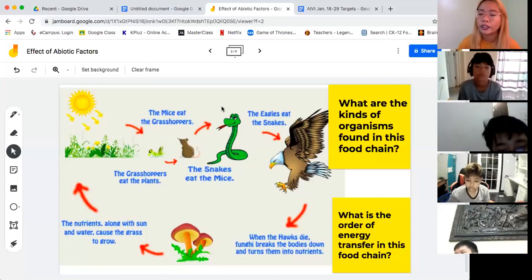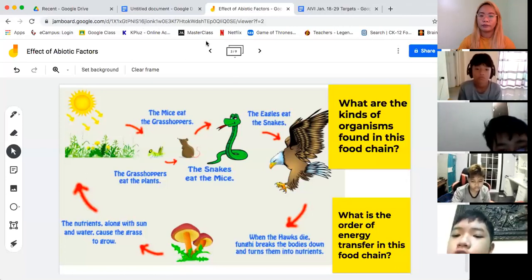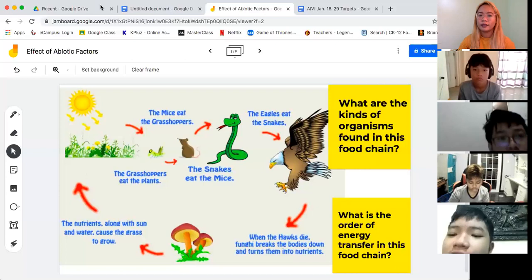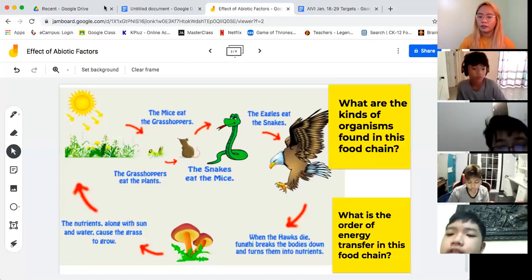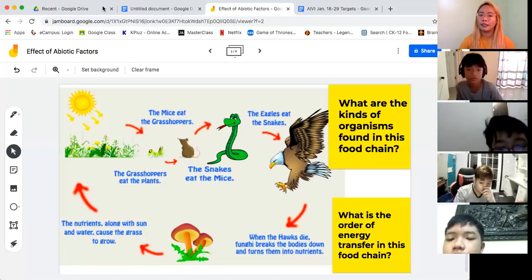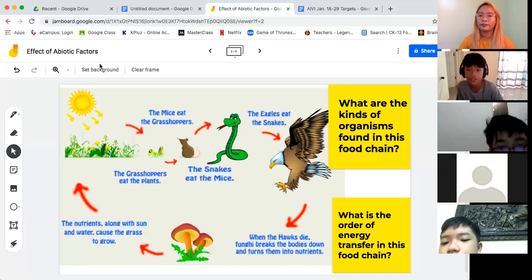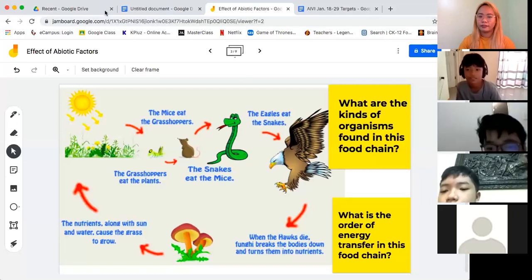Next, what is the order of energy transfer in this food chain? Sure. The sun. The sun is the first one, followed by the grass. Plant, grass, and then grasshopper. Grasshopper, followed by the mice. The mice.